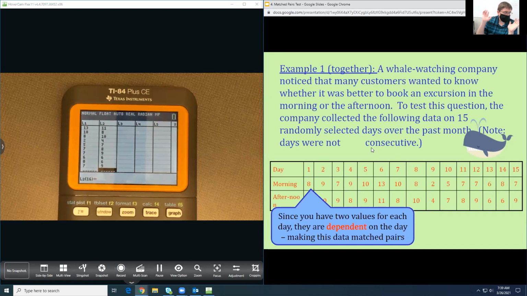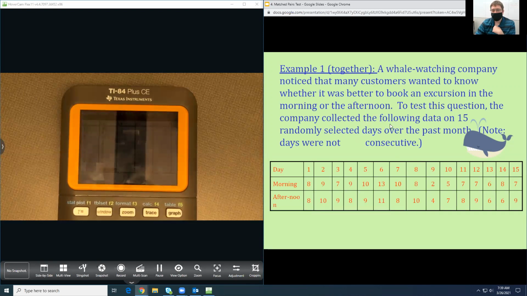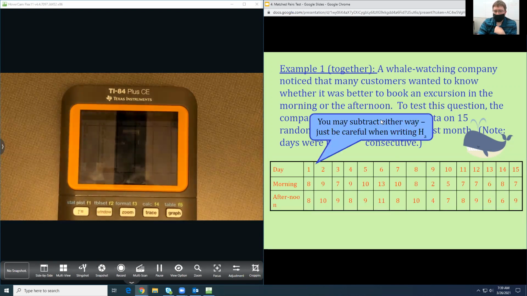So if I pick August 15th or whatever, then I have a morning and an afternoon. They're both dependent on that day. So the same day is getting two treatments, basically, a morning and an afternoon reading. So this is matched pairs because of that, not like the graduation one where it's 5 years separated or anything crazy that way. All right, sorry.